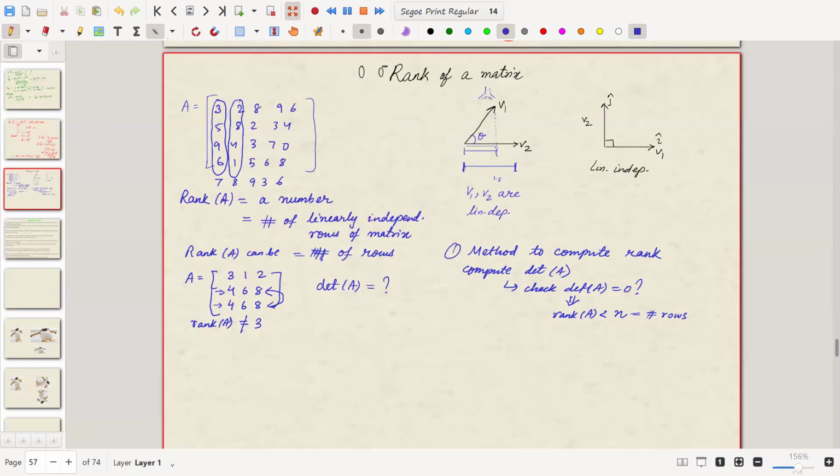Okay. So the rank will not be equal to 3 because rank is the number of linearly independent rows, and the number of linearly independent rows of this matrix is definitely not 3. If it is not equal to 3, the only possibility is it is less than 3. So this is what I wrote here. Or if you don't like this, then I should write rank of A is not equal to n.